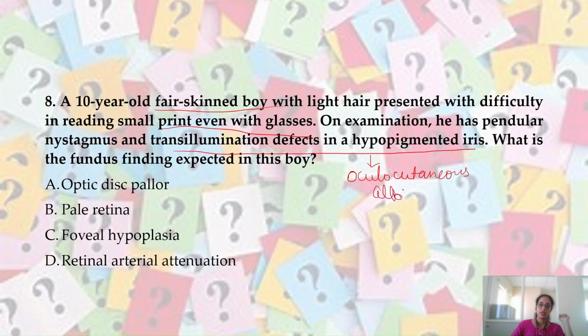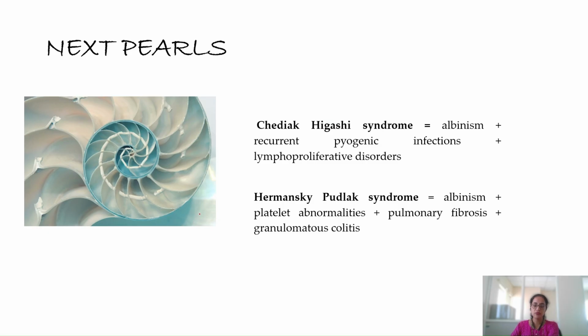So what is the fundus finding expected in this child? Optic disc pallor, pale retina, foveal hypoplasia, and retinal arterial attenuation. The right answer here is foveal hypoplasia. The fovea fails to develop. As a result, the central vision will be very low. Chediak-Higashi syndrome is the presence of albinism along with recurrent pyogenic infection and lymphoproliferative disorders, whereas Hermansky-Pudlak syndrome is characterized by platelet abnormalities, pulmonary fibrosis, and granulomatous colitis.